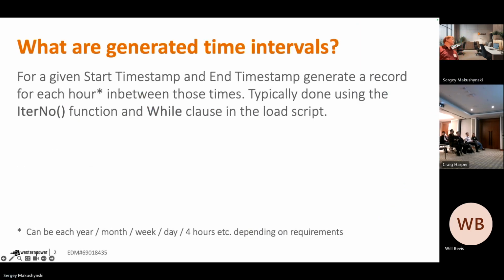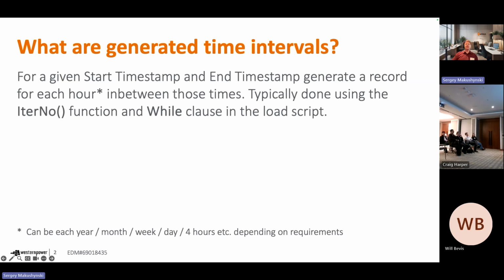So what are generated time intervals? We start with a start timestamp and an end timestamp, and we want to fill in the gaps between. In this case, we want to produce an interval of 1 hour for each of the hours between that start and end time. For my case it was an hour, but it doesn't necessarily need to be an hour. It could be a day, a month, 4 hours, whatever it is.